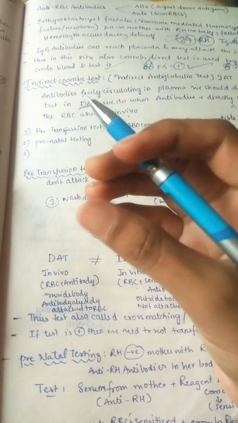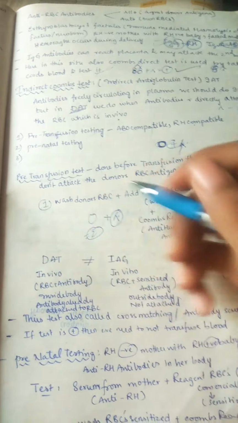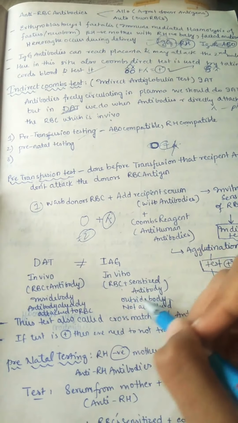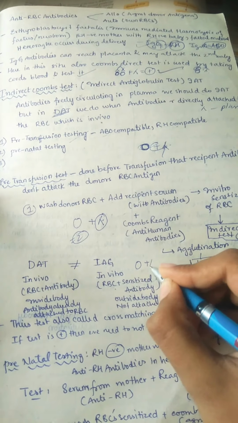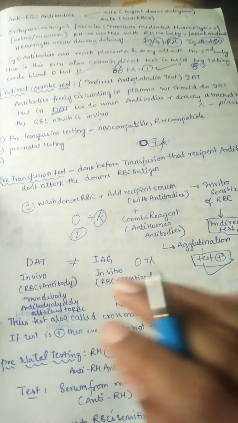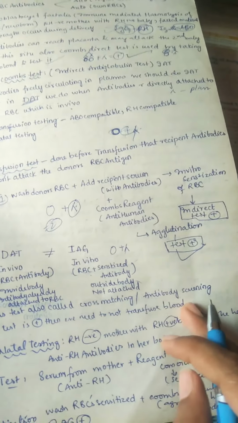In the direct test, the antibodies are already attached to the antigen inside the body, and now we are adding the Coombs test. But in the indirect case it is done outside the body. We just take the RBC cells, and outside the body we add the antibodies. So this is outside the body. This test is also called cross matching or antibody screening.